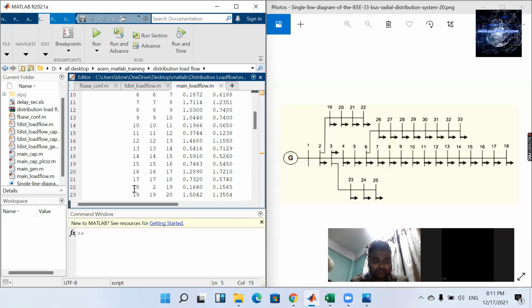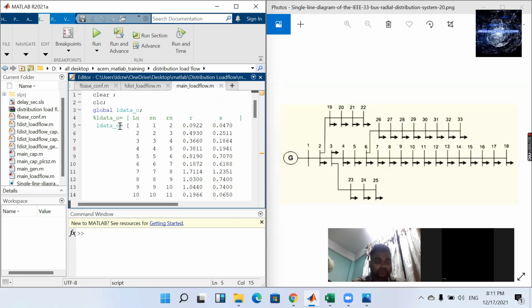Here we can differentiate. Although up to 17 we can also say that the line number is equal to the sending end bus number, it is not like that always, because for line number 18 you can see that the sending end is 2 but the receiving end is 19. So 19 minus 1, 18. That's why, as I already told, for our easiness the line number is considered to be the receiving end minus 1.